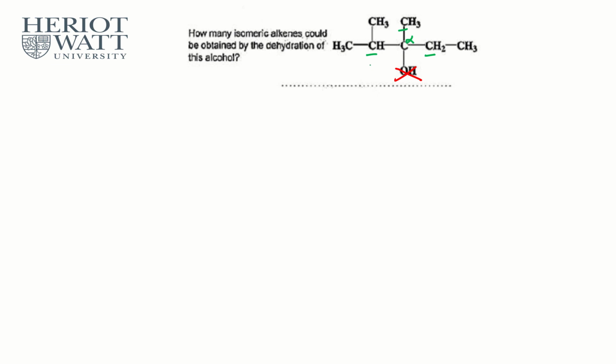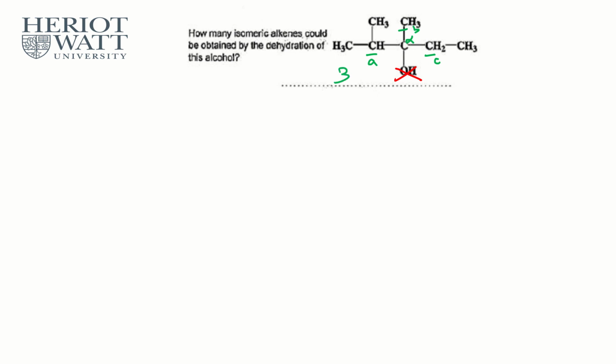Let's check. A, B, C. Are they all different? A is a CH with 2 CH3. B is a CH3. That's it. C is a CH2 with a CH3. A, B, C, all different. So you should expect to get 3 different alkenes. So straight away, the answer is 3.